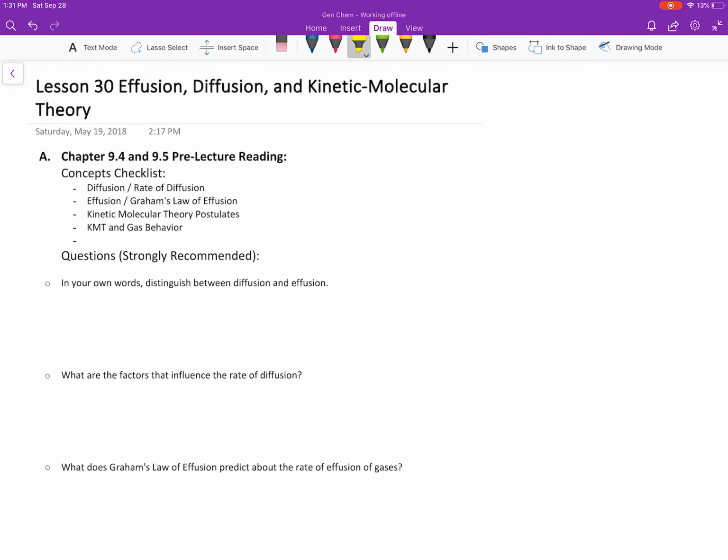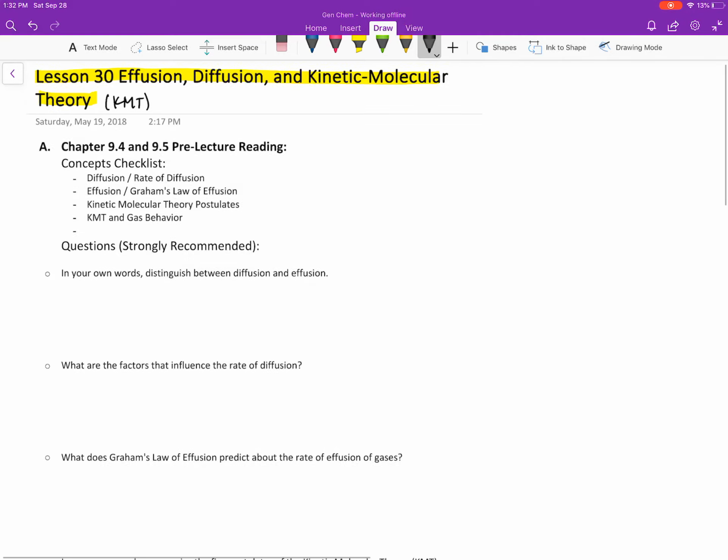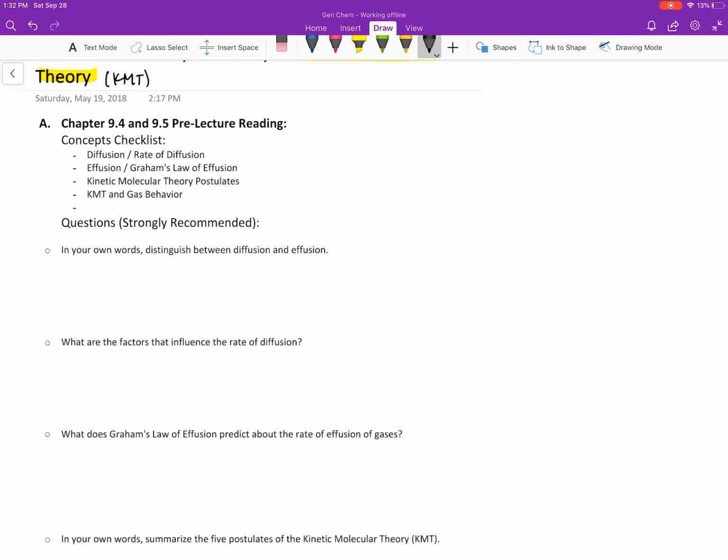Okay, so 2 more lessons left in this semester. Lesson 30, a lot of conceptual stuff. It's the effusion, diffusion, kinetic molecular theory, which is often abbreviated KMT, because kinetic molecular theory is a lot to write each and every time. So you really just need to go back and read, make sure you understand definitions, think of some examples that make this more concrete in your mind and not as abstract.